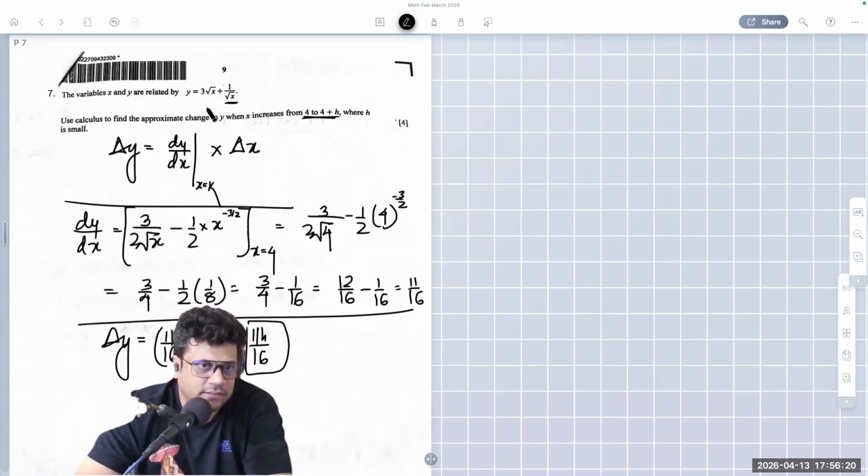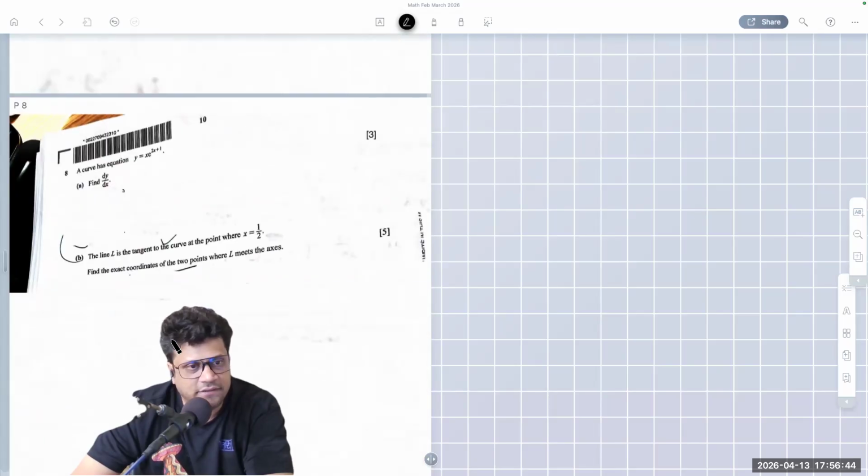Let's see this thing once again. Minus 1 by 2x to the power of minus 3 by 2. Let's put a 4 here. So 3 by 4 minus 1 by 2 into 4 to the power of, that's 2, 2 to the power of minus 3. It's minus, so 1 by 8. So 3 by 4 minus 1 by 16, 4 LCM, 11 by 16, 11h by 16. Okay. So that was the 11th one.